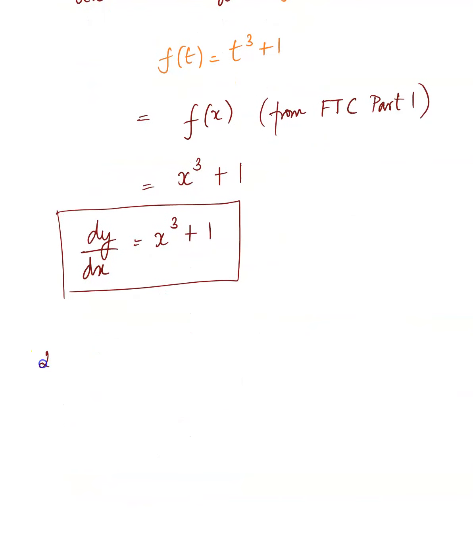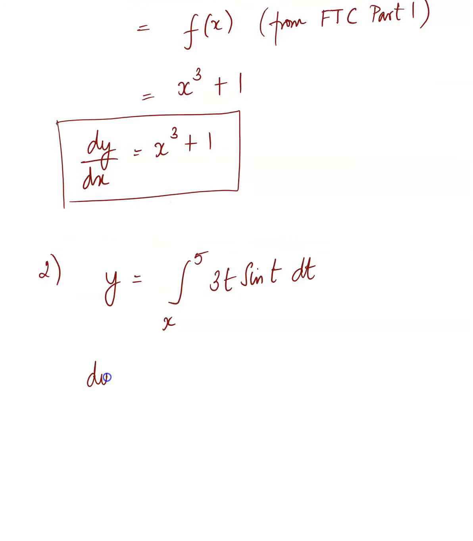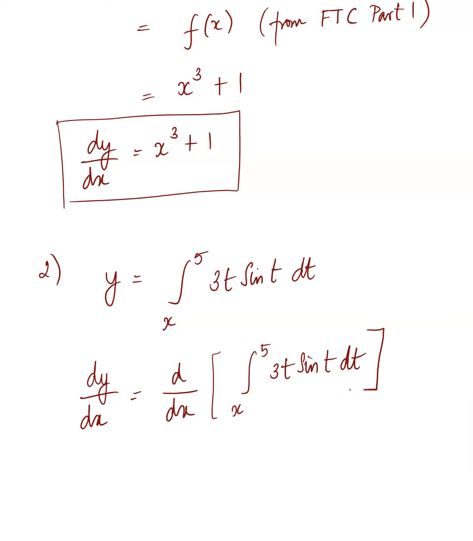The same instruction, but let's go to problem number 2, where y equals the integral from x to 5 of 3t sine t dt. So dy over dx will be d over dx of y, which is this integral from x to 5 of 3t sine t dt. It looks fine except for one part where your fundamental theorem of calculus says it should go from a to x, not x to some number a. In this case a is 5.